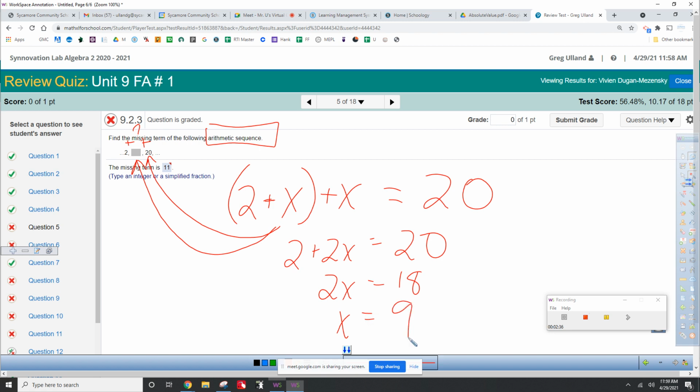That is not your answer. That is what you're adding each time. So what is 2 plus 9? 11. What's 11 plus 9? 20. The next one would be 29. 38. Okay? Another way to do that is just like guess and check. But with the geometric ones, it's much more difficult than that.